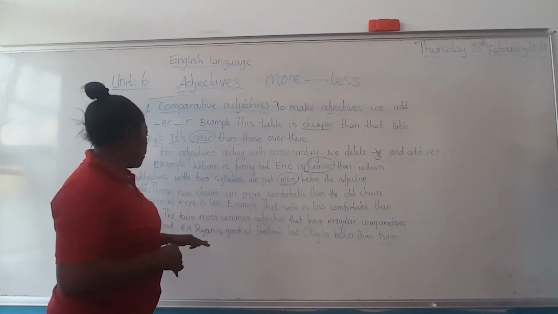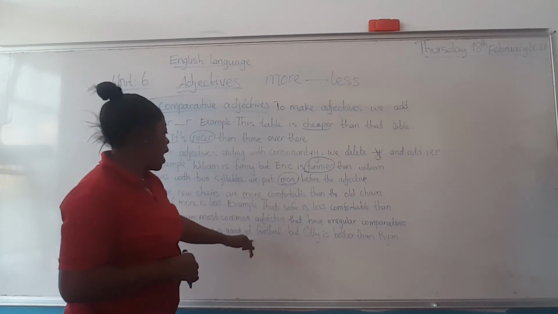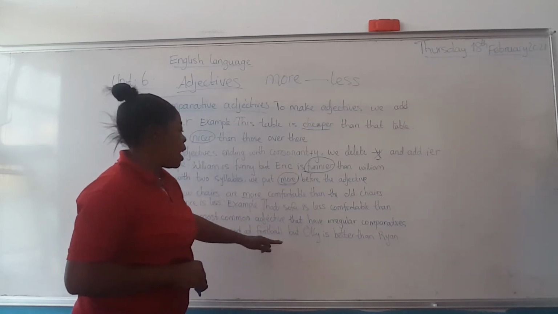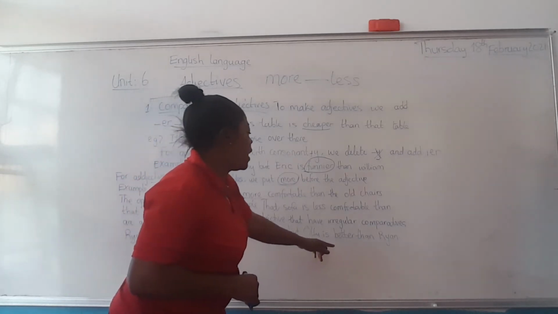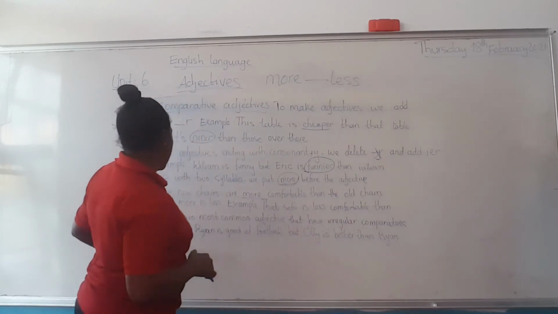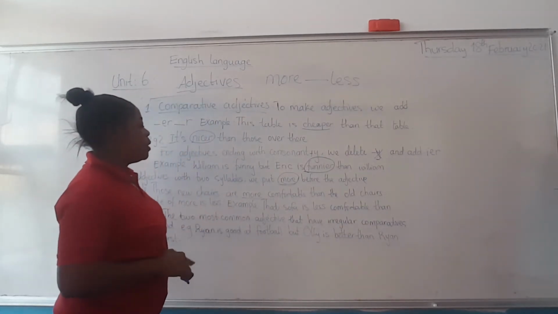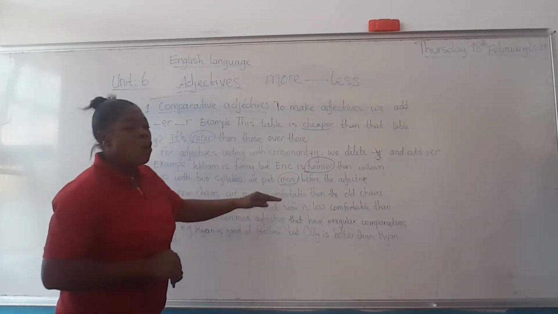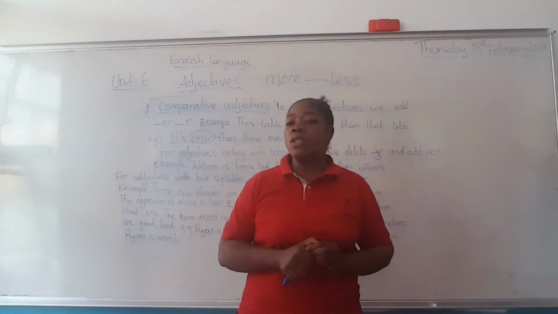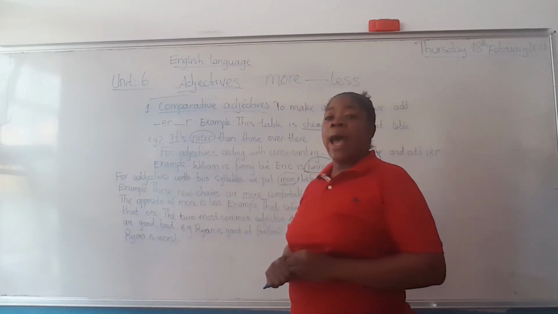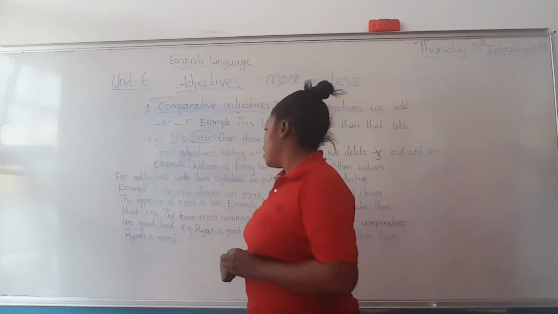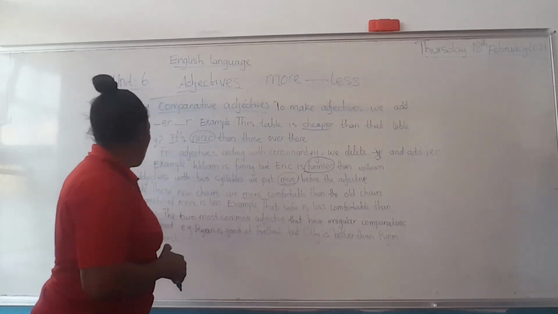Let's see an example. Ryan is good at football, but Ollie is better than Ryan. We don't say Ollie is gooder. We don't say Ollie is more good. No. Most of you used to say, I am more good. No. I am better. Everybody say better. So the comparative form of good is better.